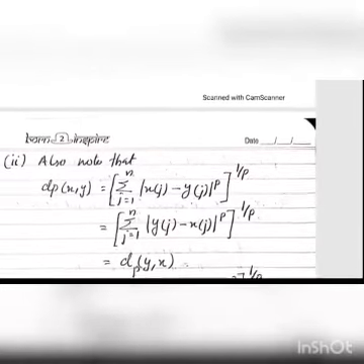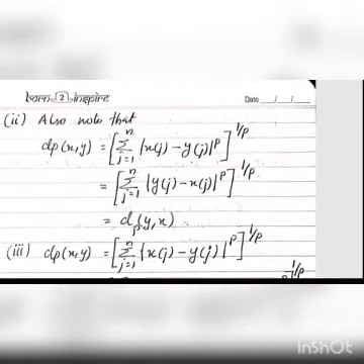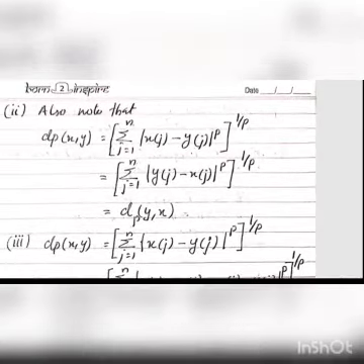Next, we want to prove the triangle inequality. Consider dp of xy. By definition, it is sigma j equal to 1 to n, mod xj minus yj raised to p, whole thing raised to 1 by p. Now this is equal to sigma j equal to 1 to n, xj minus, we introduce a zj term, so xj minus zj plus zj minus yj, raised to p, whole thing raised to 1 by p.